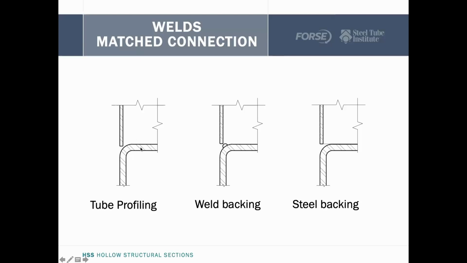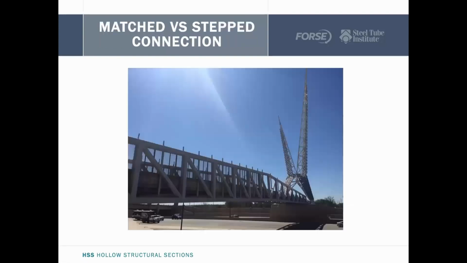The first is tube profiling, where they actually don't cut the tube straight. They have to cut it so that those side walls are longer than maybe the walls that are running along the flat of the tube. Weld backing, or steel backing, is something they can also employ. All of them involve some significant costs. And if we can talk to our architects about making an informed decision: do we really need to have matched connections, or can we get away with a step connection?